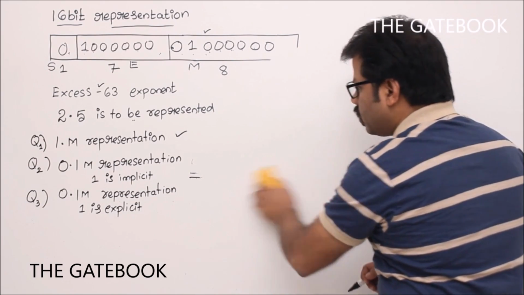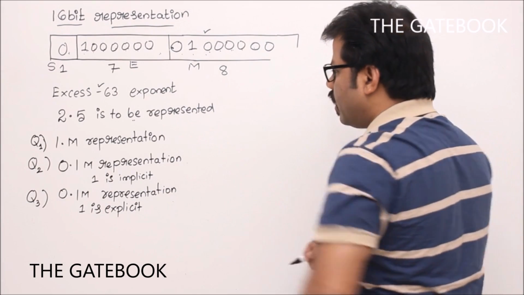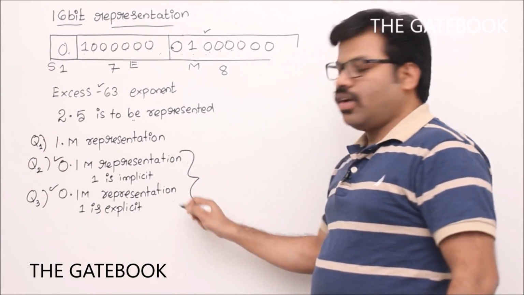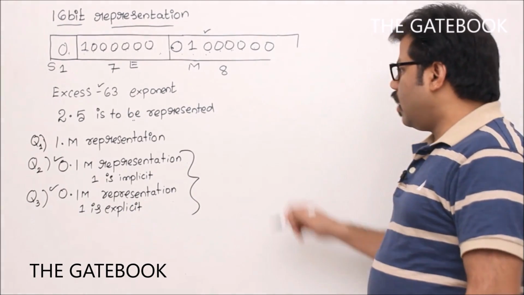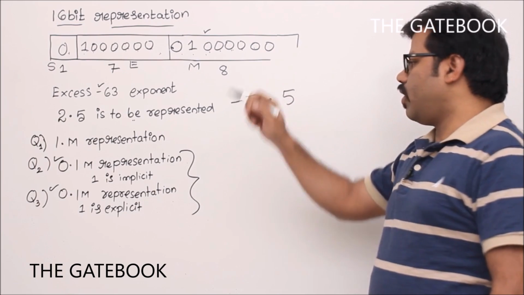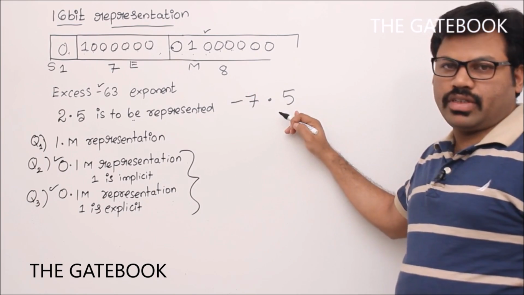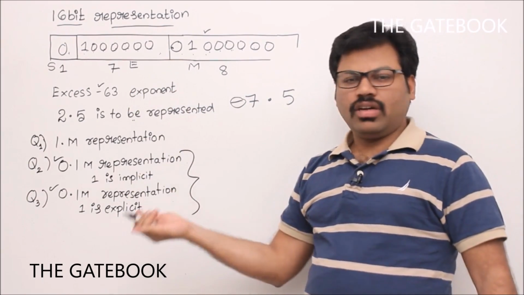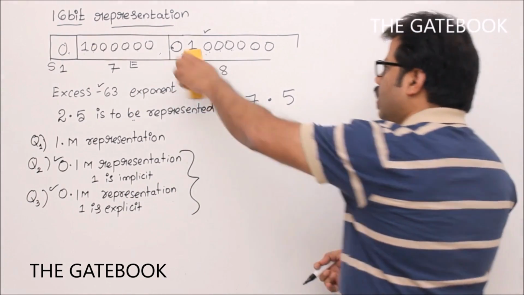Now what we do is, rather than solving the same problem for question 2 and question 3, we take another number. Let us take 7.5 and minus 7.5. How to represent it? We will see. The first step, forget about minus. In the place of the sign bit, if I write 1, that will become minus, right? So I am erasing this part first.